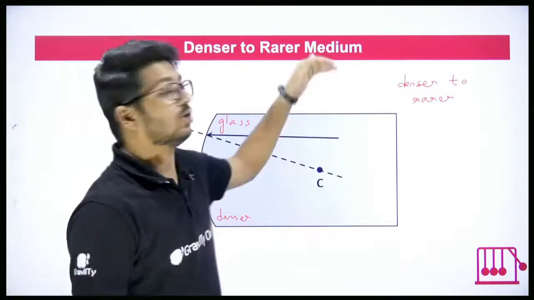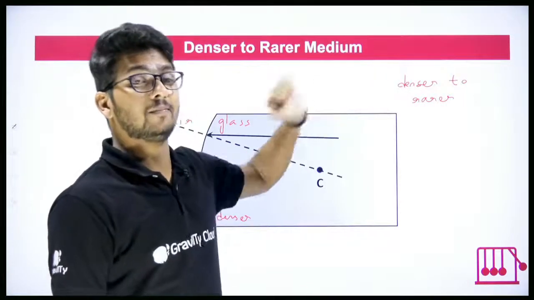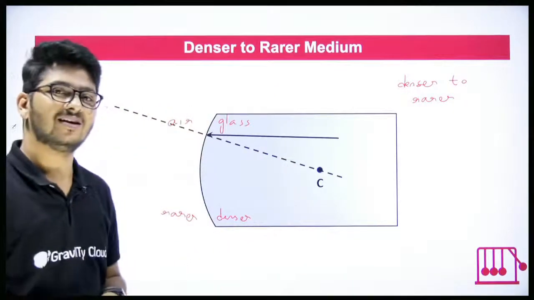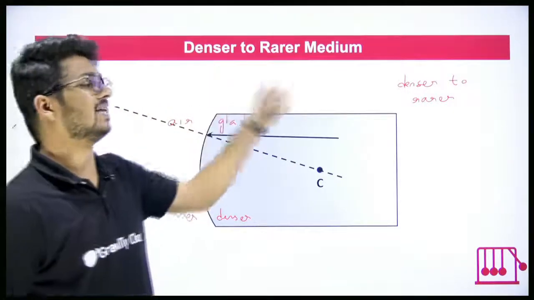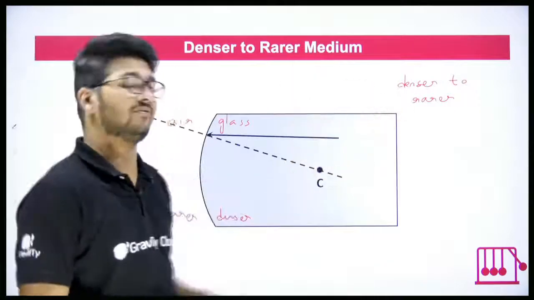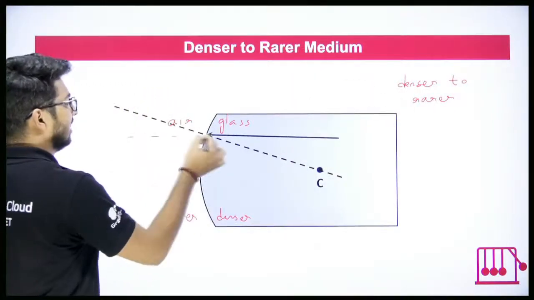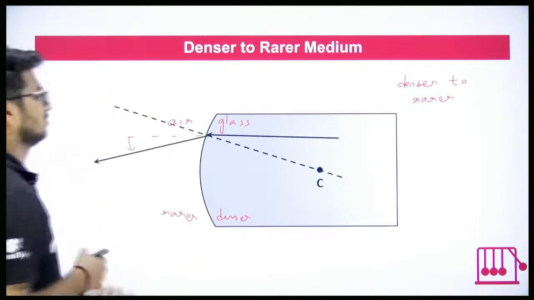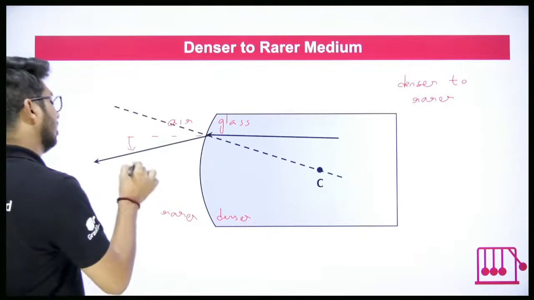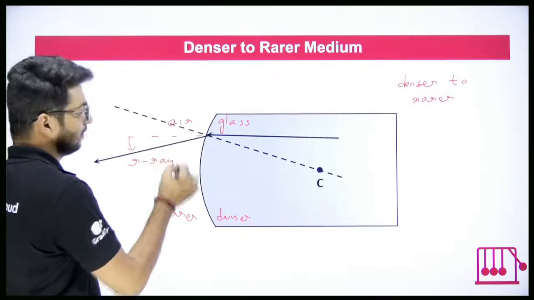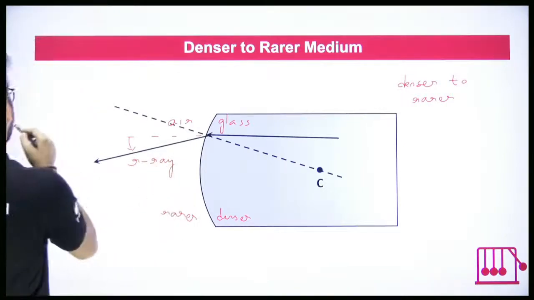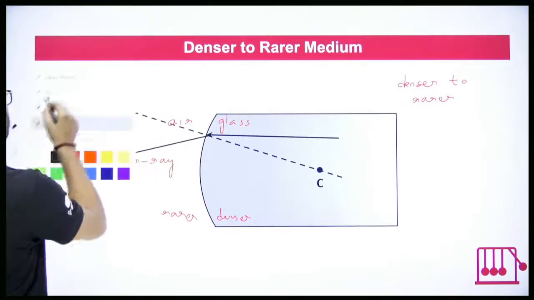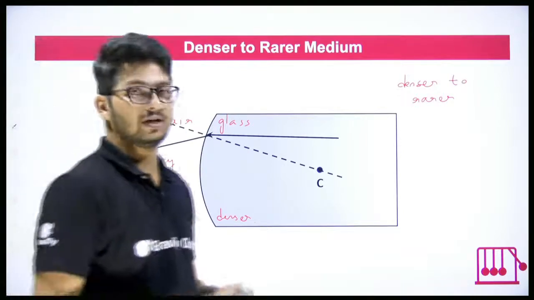So if the ray is going from denser to rarer medium, does it bend towards the normal or away from the normal? How does the ray bend? If it is denser to rarer, the ray will bend away from the normal. So this should have been the direction of the incident ray, but it bends away from the normal. So this is what it is going to be. That is how the refracted ray is going to be. Okay, so case to case you have to be careful. The steps are very simple, but we have to be careful about case to case.